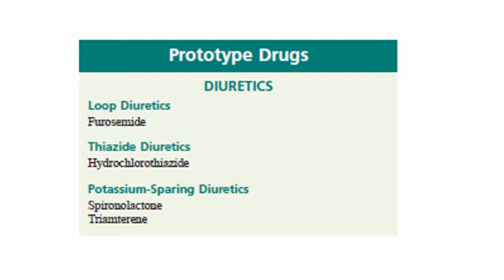And now for the prototype drugs for the diuretics. For the loop diuretics, we have furosemide. For the thiazide diuretics, we have hydrochlorothiazide. And the prototypes for the potassium-sparing diuretics are spironolactone and triamterene.